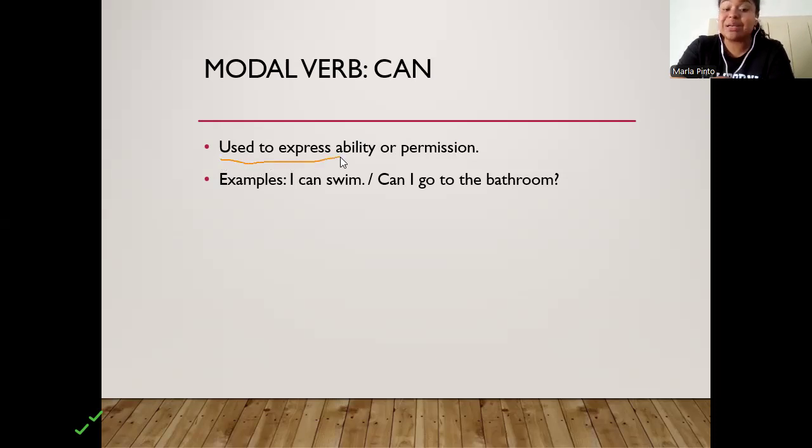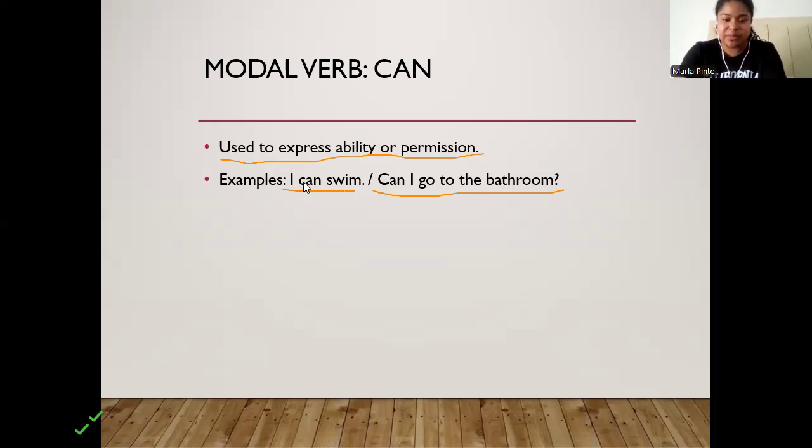Used to express ability or permission. For example, I can swim. Can I go to the bathroom? This is a typical question that we use when we are maybe in a house, maybe in a classroom. Hey teacher, can I go to the bathroom?